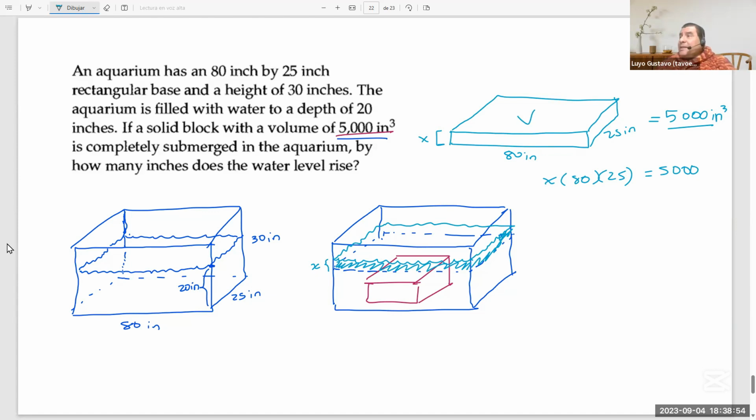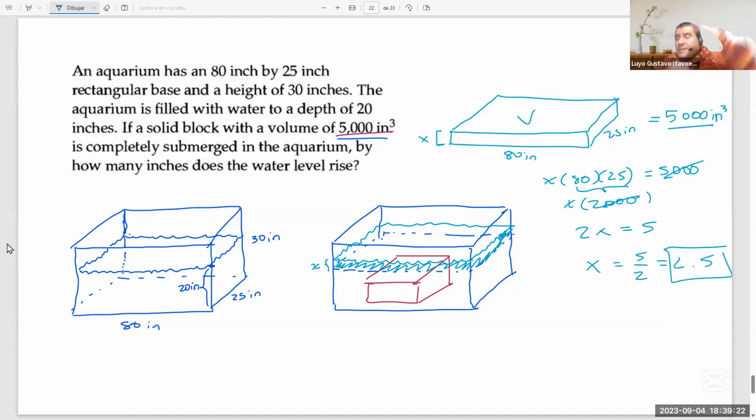So multiplying this, you can see here that this one is 2,000, right? And you get x times 2,000 equals 5,000. So 2x equals 5 and x equals 5/2. So 2.5 inches is the rise in the water level.